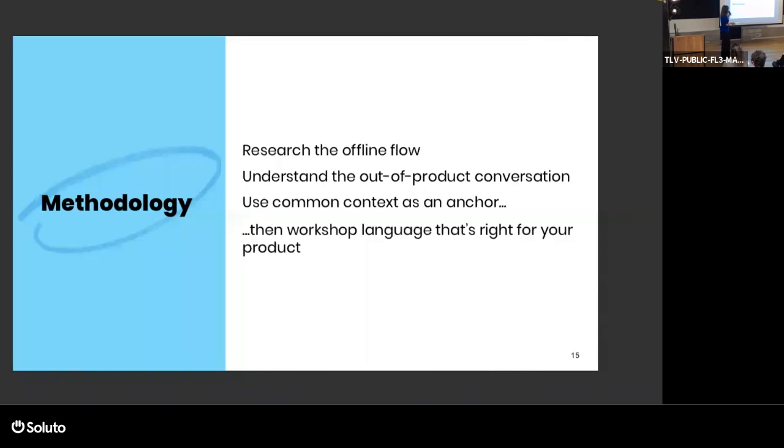And then use that common context as an anchor. So I've outlined why the seller sees it one way and the buyer sees it another way, but they are talking to each other. So what is that common space and how can we tap into that? But then workshop language that's right for our product.